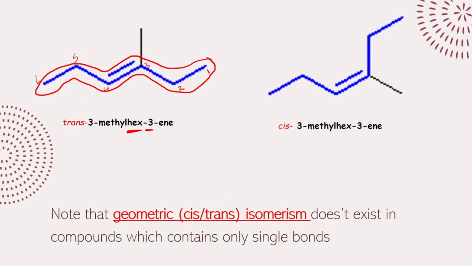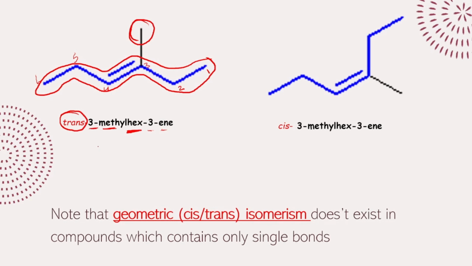At carbon number 3 I have an ene, or a double bond. Do I have anything else in the compound? Yes, I have a methyl group at carbon number 3. So I'm going to write 3-methylhex-3-ene. As you can see, we have here trans. What is this trans? We are going to explain this a little bit later.